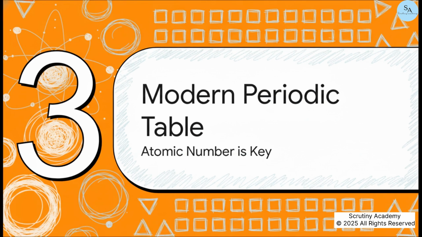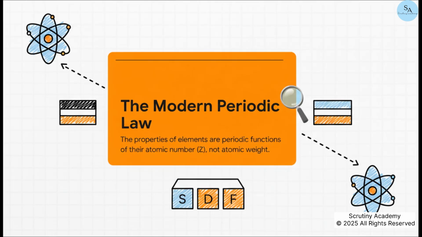The final crucial piece of the puzzle came from a young physicist named Henry Moseley, who found the true key to organizing everything. Moseley discovered that the single most important property of an element isn't its weight, but its atomic number, which is just the number of protons in its nucleus. By reordering the table based on atomic number instead of atomic weight, every single element fell perfectly into place. And just like that, we got the modern periodic table we all know and love today, with its periods, groups, and blocks all sorted out.